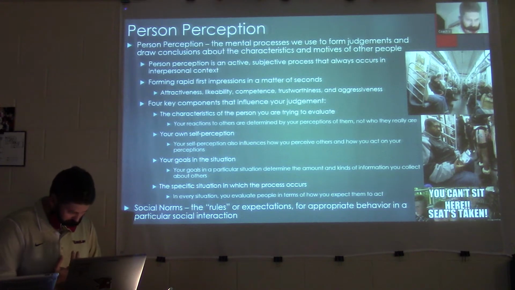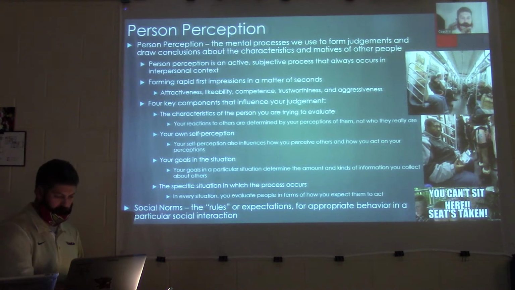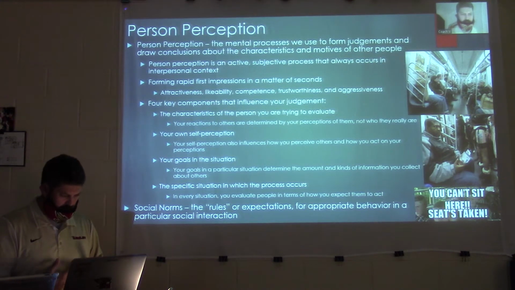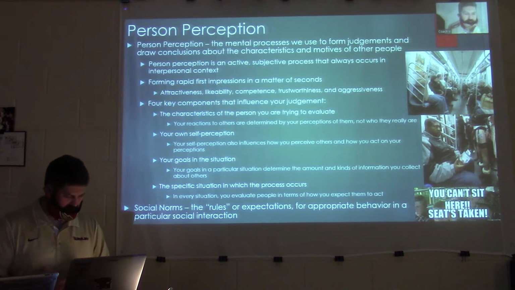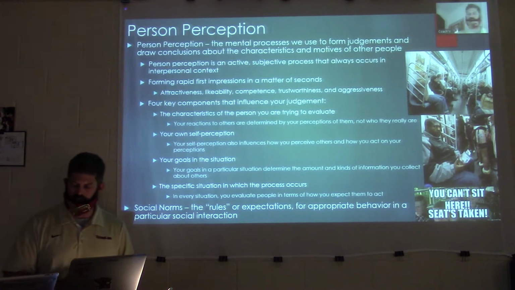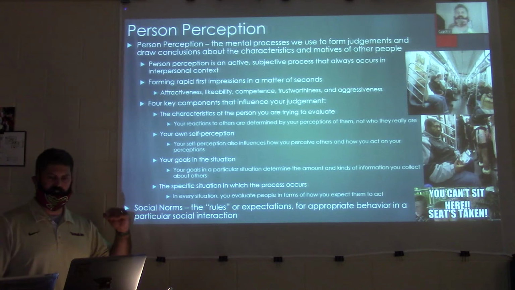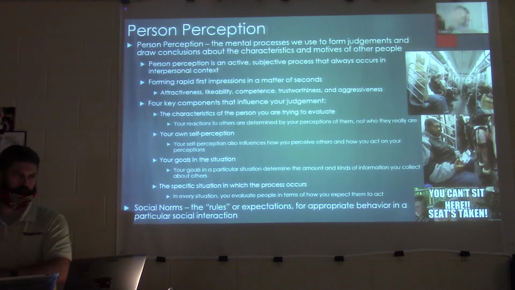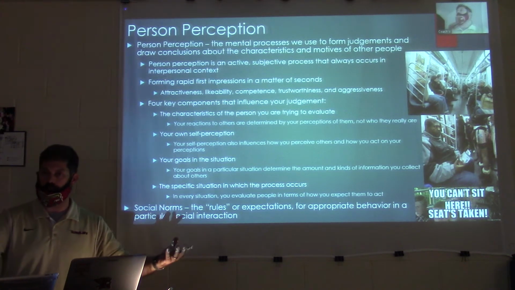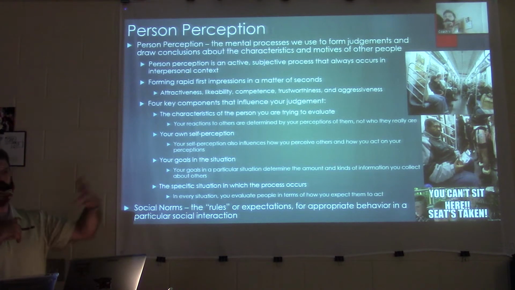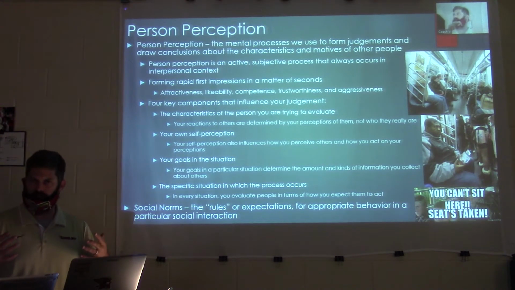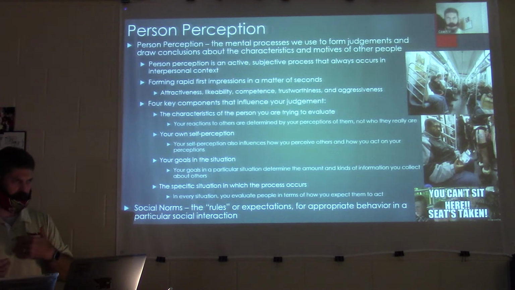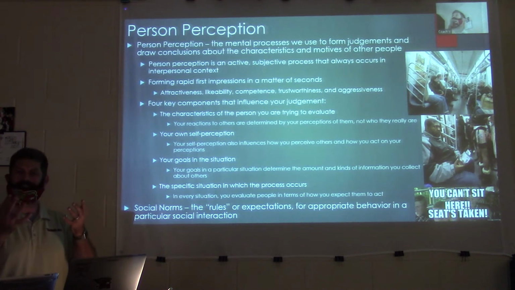So, 4 key components that influence your judgment: the characteristics of the person you are trying to evaluate, your own self-perception, your goals in the situation, and then the specific situation in which the process occurs. Now, something is huge here. The situation is almost the most powerful thing in every interpersonal contact that you have. All right? I could be in a certain role. I could be a teacher, you could be a student, and then we fall into those roles, right? Or I'm the player, you're the coach, whatever it is. You're the employee, I'm the employer, and you fall into those certain roles according to the situation.